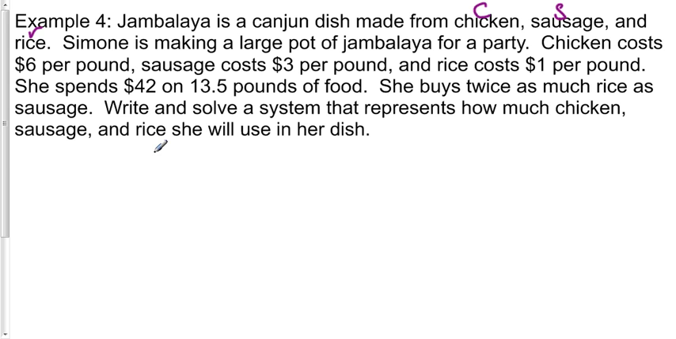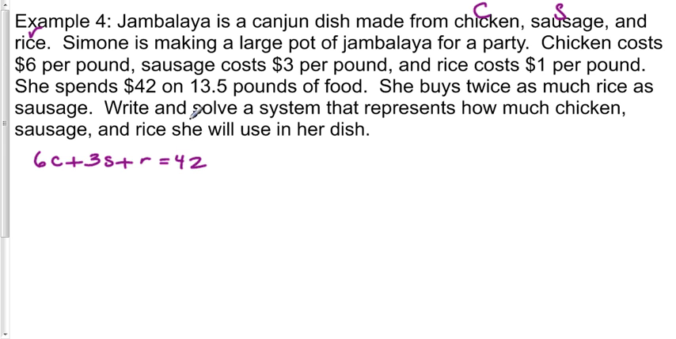Okay, so the first equation I'm going to write is about how much money she spends. So $6 per pound on chicken means 6 times C plus $3 per pound on sausage, so 3 times S, plus $1 per pound on rice, so 1R. And she spent $42 total, so there's that equation.